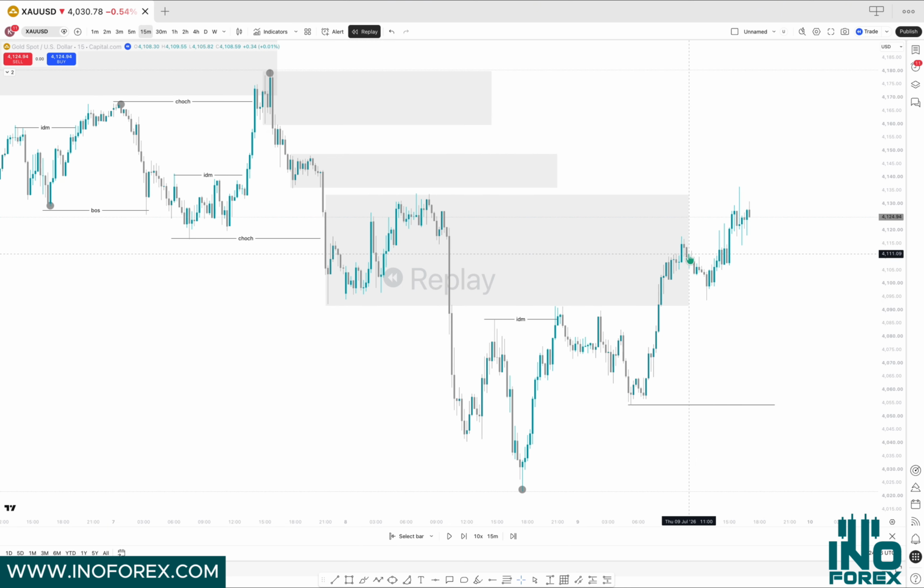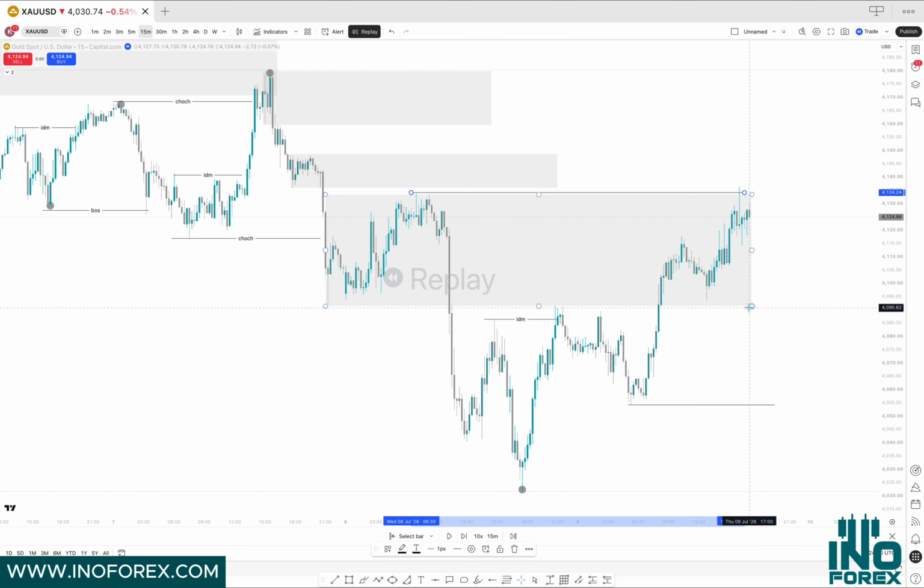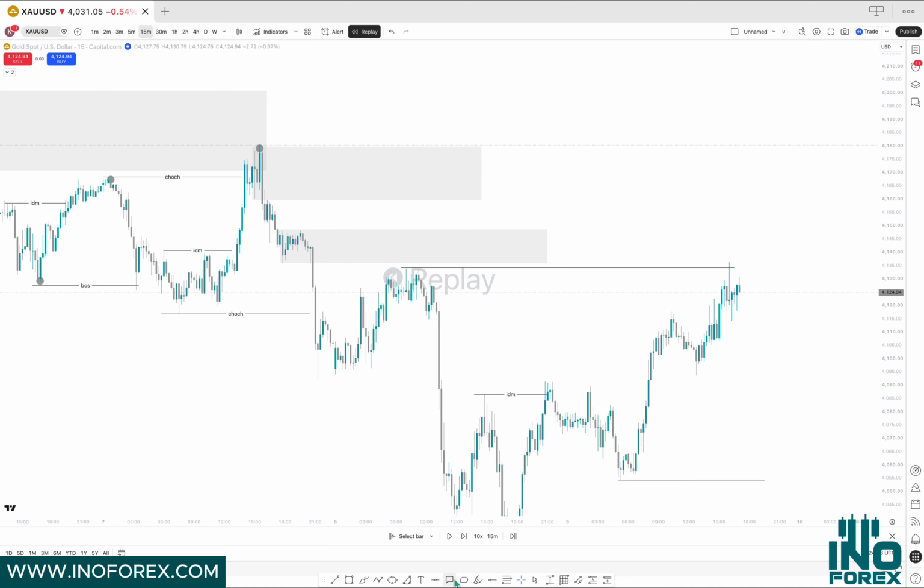Okay, as you see, market breaks this order flow. If market breaks order flow, that means that this order flow has failed to push the market to the downside. That's why we are going to delete this order flow. So probably market can mitigate this order flow or this one. We still have two unmitigated order flow.